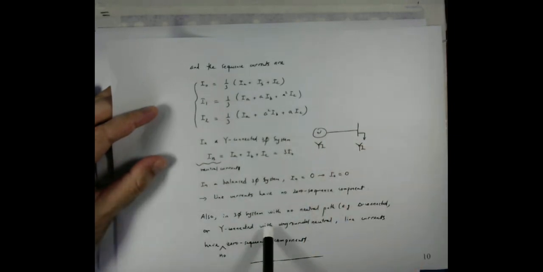But if we have a three phase system where there is no neutral path, for instance a delta connected system or a Y connected system with ungrounded neutral, the line current may in that case also have no zero sequence component of the current. So with this discussion I conclude this lecture, and let me summarize the lecture.